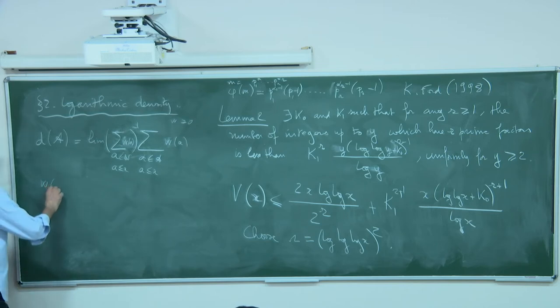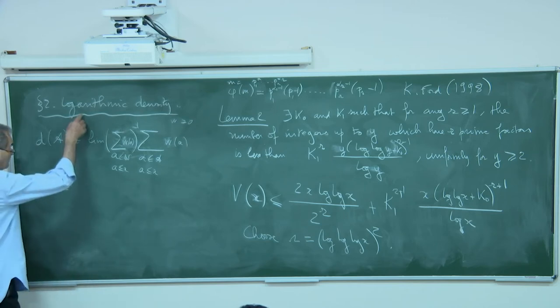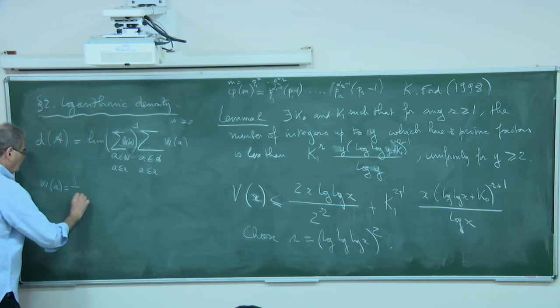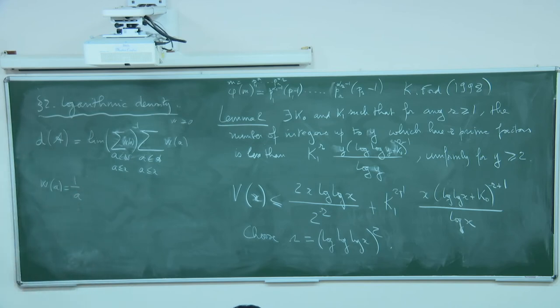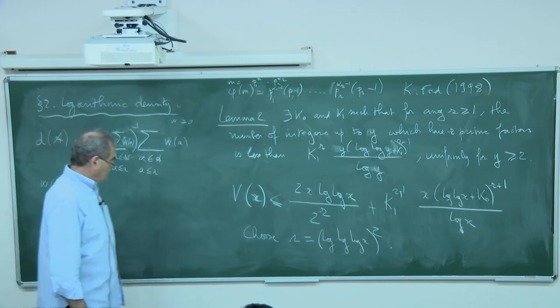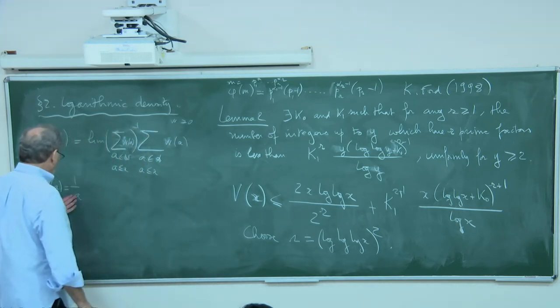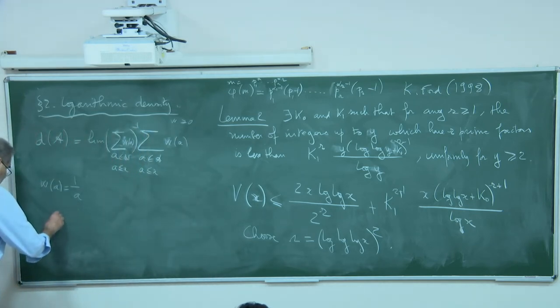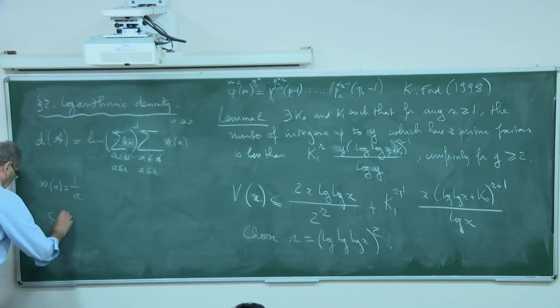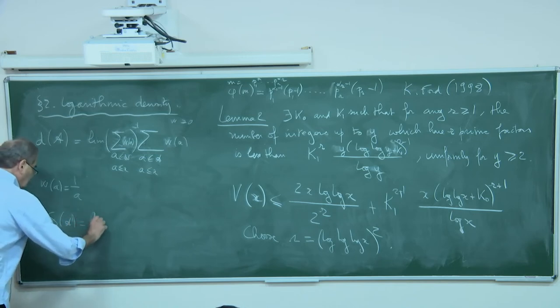Okay, one of the weights we are going to use here is 1 over a. So definitely you give some importance to the first element, and then when you go further, you give less and less importance to these elements. So again, you will do something like that, which will be, let us say like that. This will be the density, and this will be the limit.